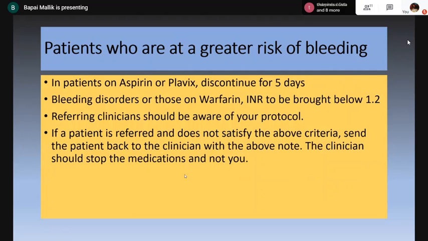Now, about patients who are at greater risk of bleeding, we should keep in mind that if the patient is on aspirin or Plavix, we should discontinue it for 5 days. People who have some kind of bleeding disorder or are on warfarin, their INR should ideally be brought down below 1.2. The referring clinician should be aware of the protocols that you are following, and in case you need to stop the medication, you should send the patient back to the clinician, and he should be the one to do it, because there could be other issues associated with the medications, and you would not like to just ask him to stop on your own.